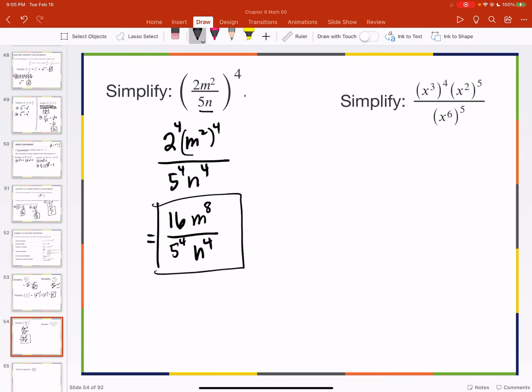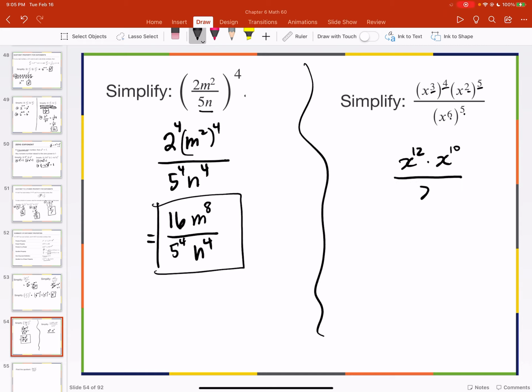Okay. All right. Let's do this next one. We have x cubed to the 4th, so that's x to the power 12, times x to the power 2 raised to the power 5. That's going to be x to the power 10. Over, and then this is x to the 6 times 5. That's x to the 30th power.